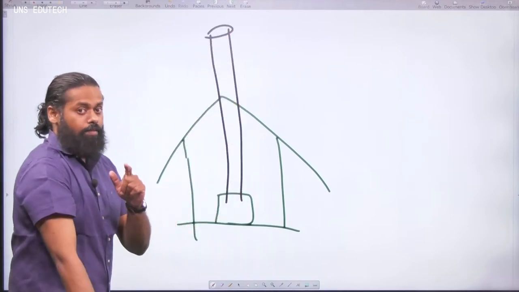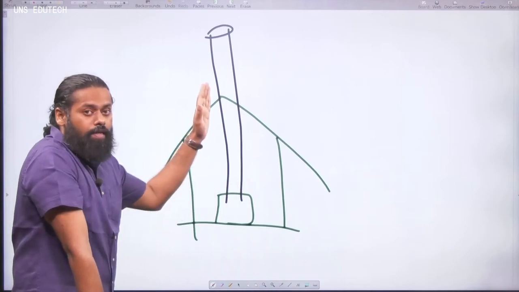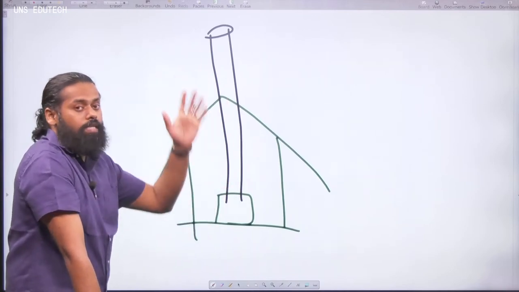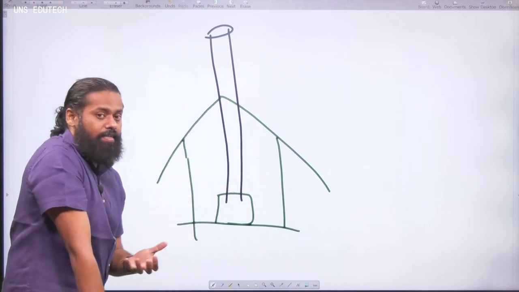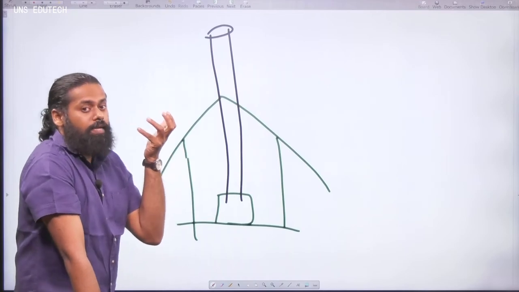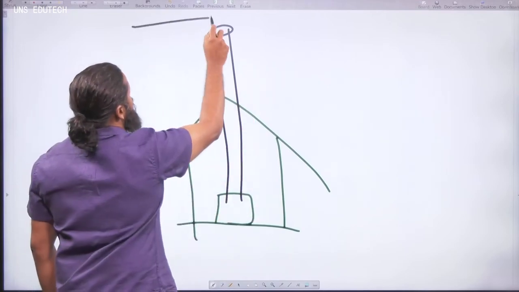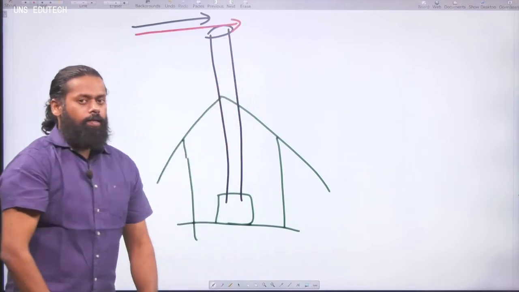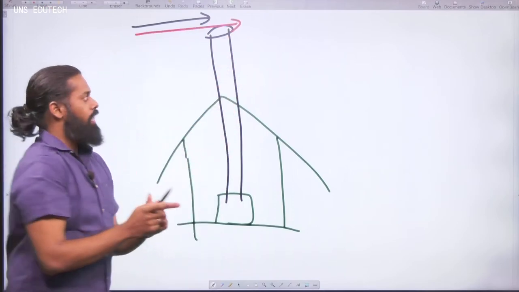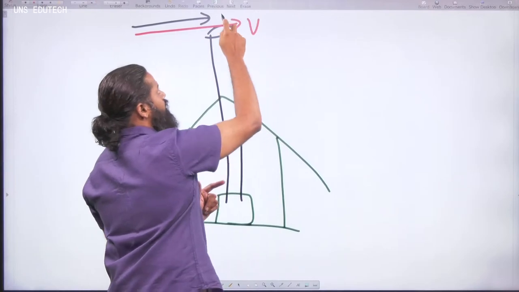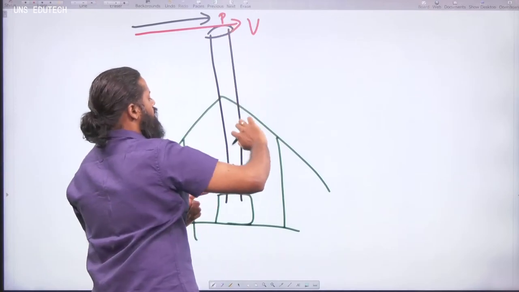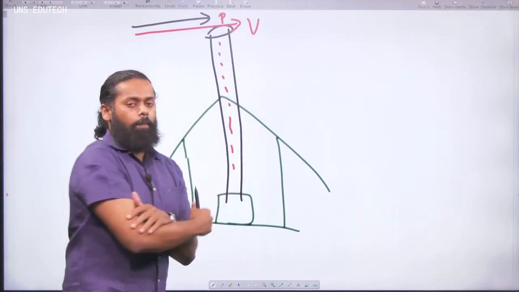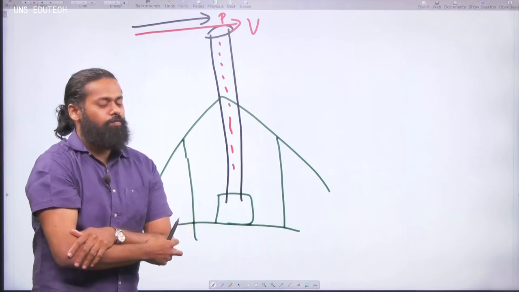See, there are different methods. There will be a draft in this. Draft means there will be upward flow. The fluid in this column has a tendency to go up. The reason is, if airflow is happening on the top of this chimney, the velocity at that location increases. As a result, the pressure in the region goes down. As a result, the fluid has a tendency to go up in the chimney. So this is one of the nice examples.